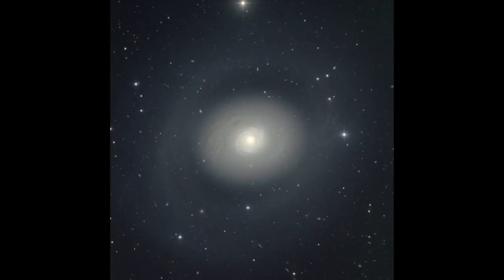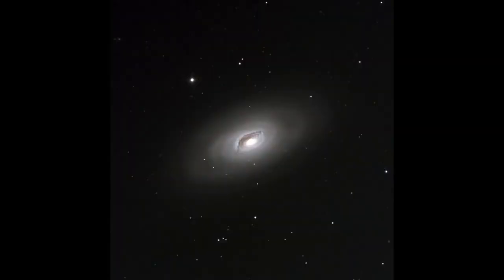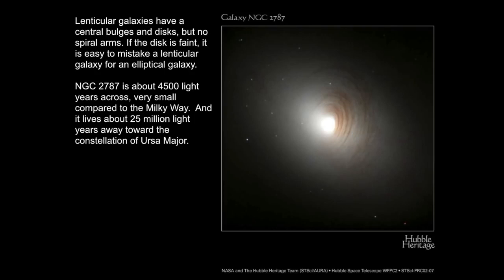Here's another lenticular. We see it's kind of wispy, and there are some dusty lanes in the middle, but it mostly looks like a lot of older stars. Another lenticular, dust lane again. There's a standard appearance, and they tend to be kind of small.